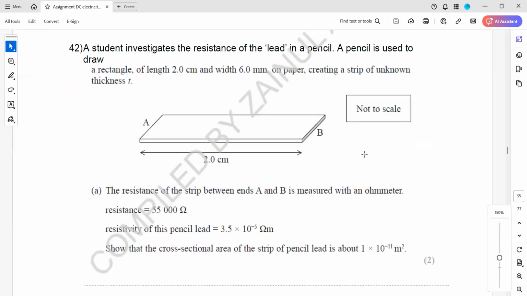The next is: a student investigates the resistance of a lead in a pencil. A pencil is used to draw a rectangle of length 2 centimeter and a width of 6 millimeter on a paper, creating a strip of unknown thickness. So the thickness is unknown, and the width is 6 millimeter, or we can say 6 × 10^-3 meter, and the length is 0.02 meters.